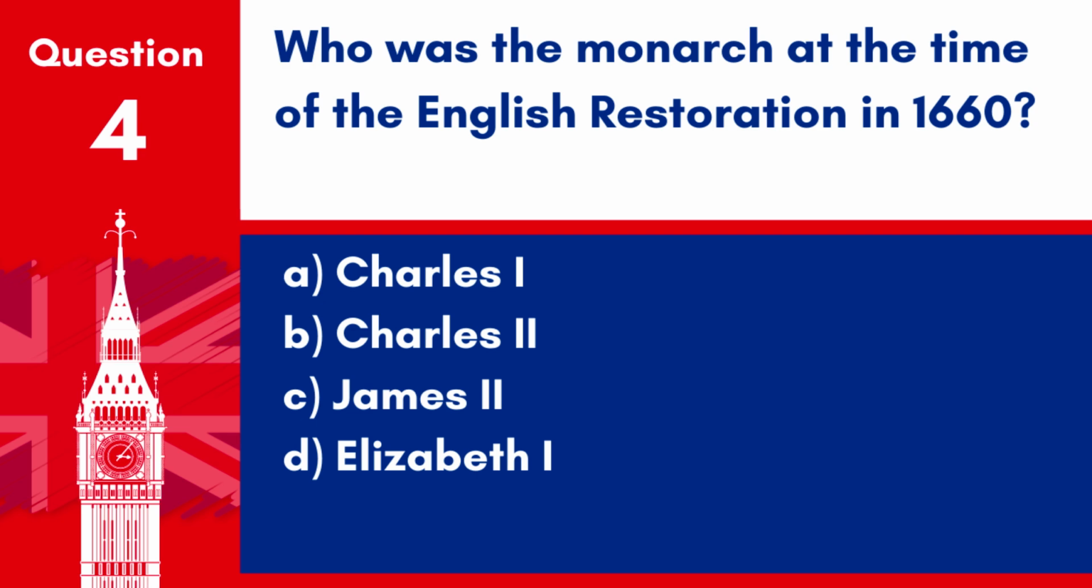Question 4. Who was the monarch at the time of the English Restoration in 1660? A. Charles I. B. Charles II. C. James II. D. Elizabeth I. Answer. B. Charles II. Charles II was the monarch at the time of the English Restoration in 1660.